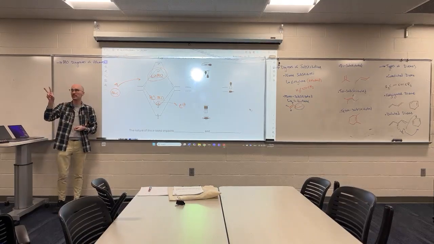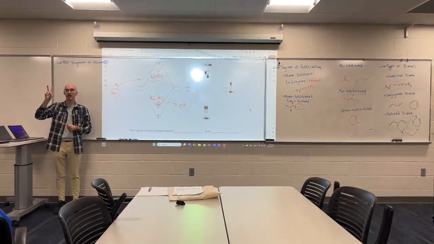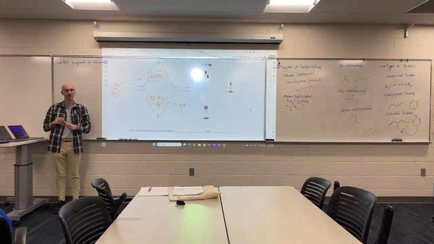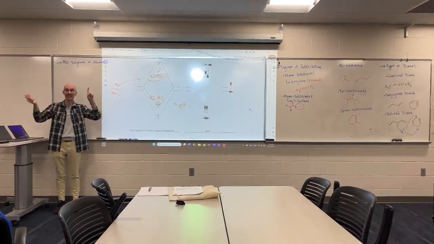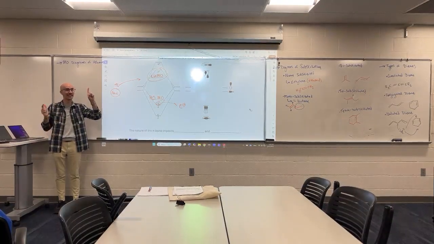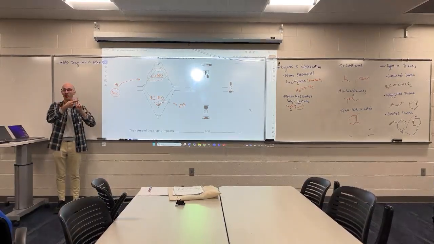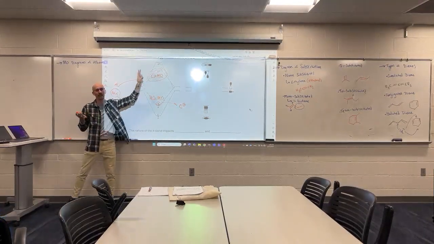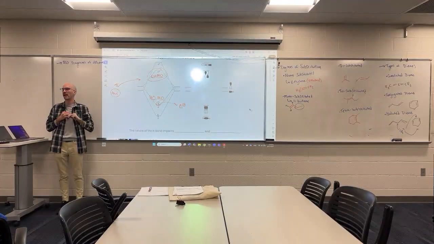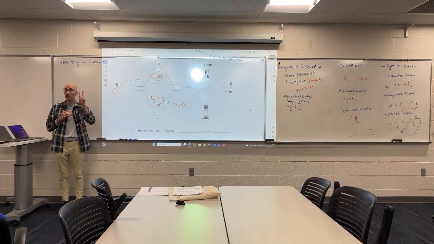There are two reasons why the pi bond is more reactive than the sigma bond. Its electrons are in the HOMO, so if any electrons are going to leave, it's the pi electrons. And its pi star orbital is the LUMO. So if any electrons are going to be accepted, it's the pi bond that will break. Those are the two reasons.